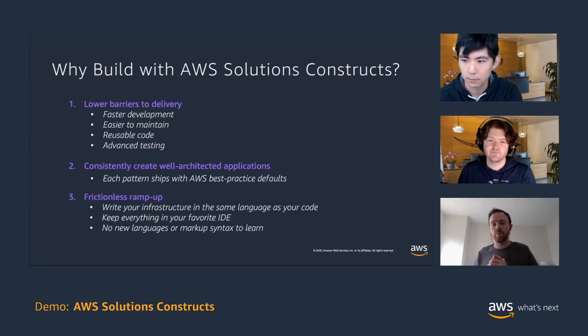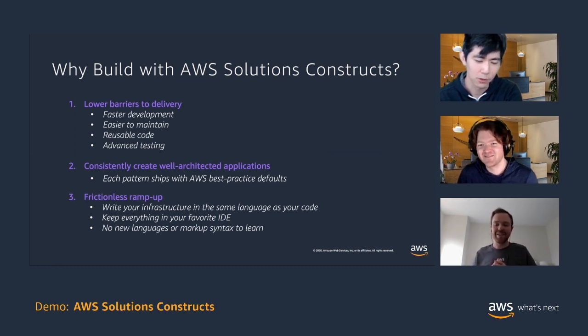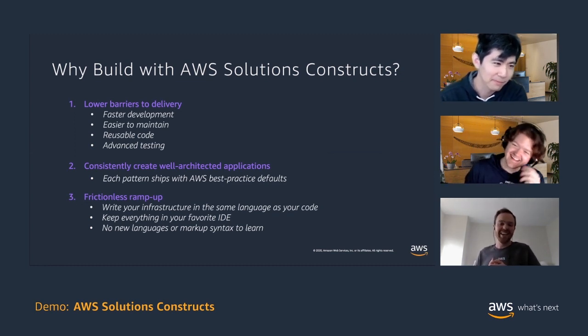Super easy to create well-architected applications. Like we mentioned, everything comes with AWS best practice defaults, which you can of course override if they get in your way. And then frictionless ramp up. Everything in the same IDE, no new languages or anything to learn, and write everything. And as you mentioned, Robert, the trifecta there of JavaScript, if you're a Node.js developer, have everything in one language. So music to my ears. Yep. Definitely.